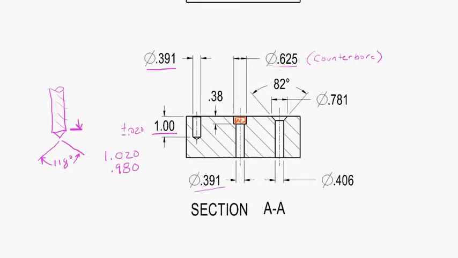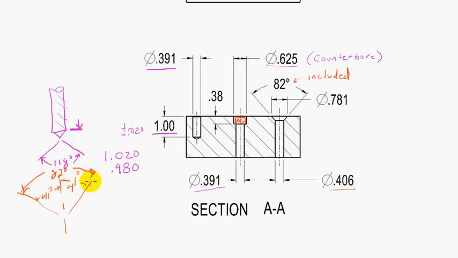Well, that means we have our 0.406 diameter hole through, right? Then we have this feature here, that's the countersink. And the 82 degrees is included. Right? And by included we mean if this is the center line, this was 41 degrees on this side, 41 degrees on this side, and the total is 82 degrees.